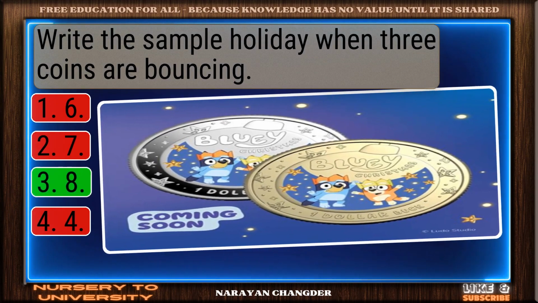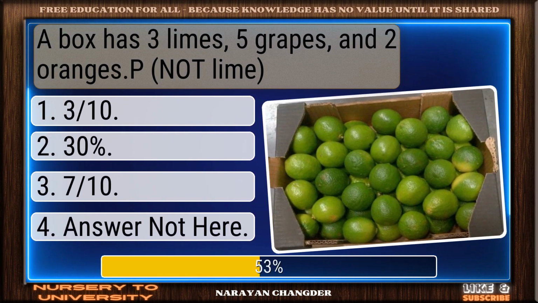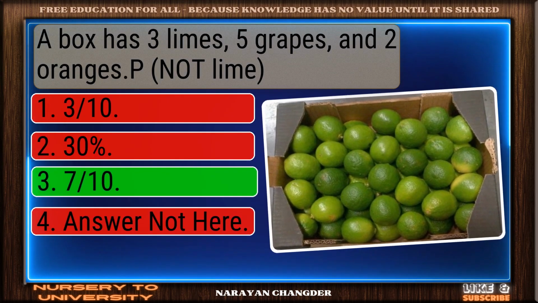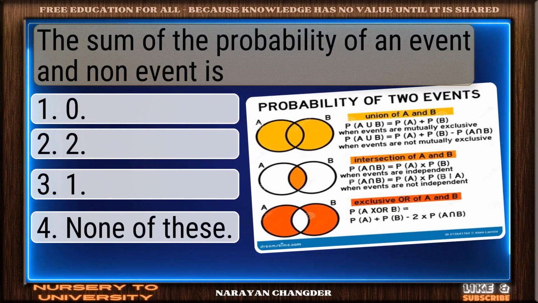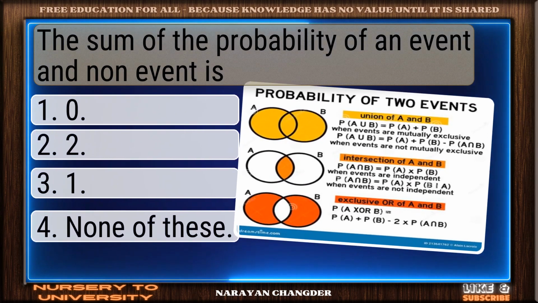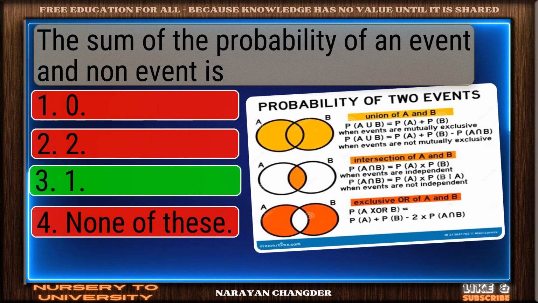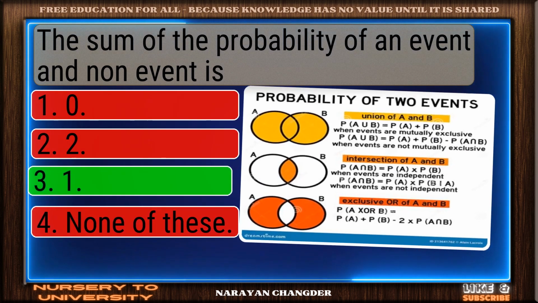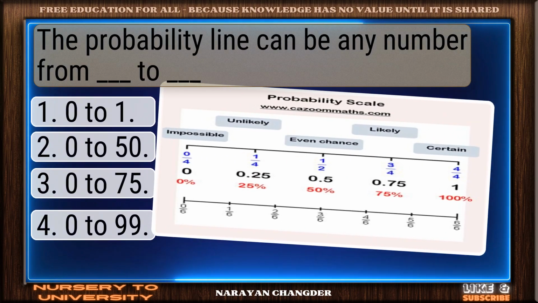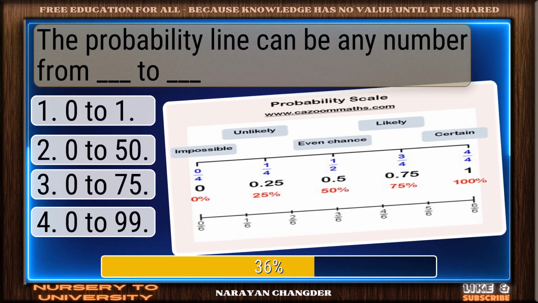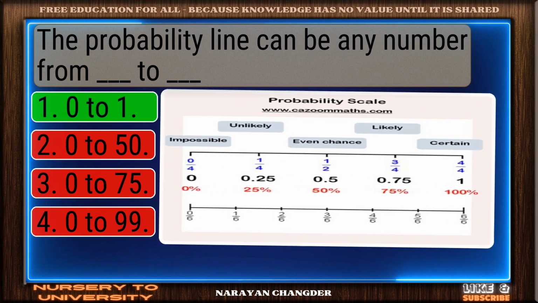A box has 3 limes and 2 oranges. P. Smart pick. 7 by 10 is correct. The sum of the probability of an event and non-event is. Excellent choice. 1 is right. The probability line can be any number from dash to dash. Bravo. 0 to 1 is the answer.